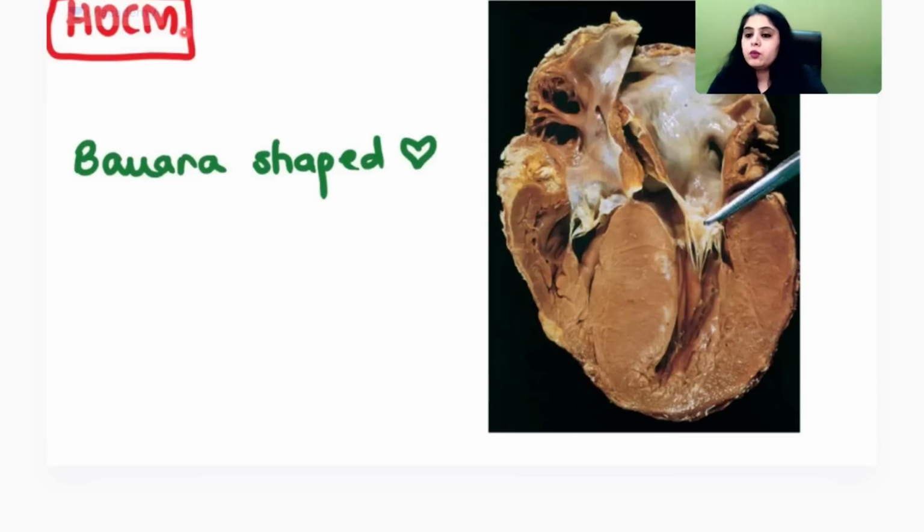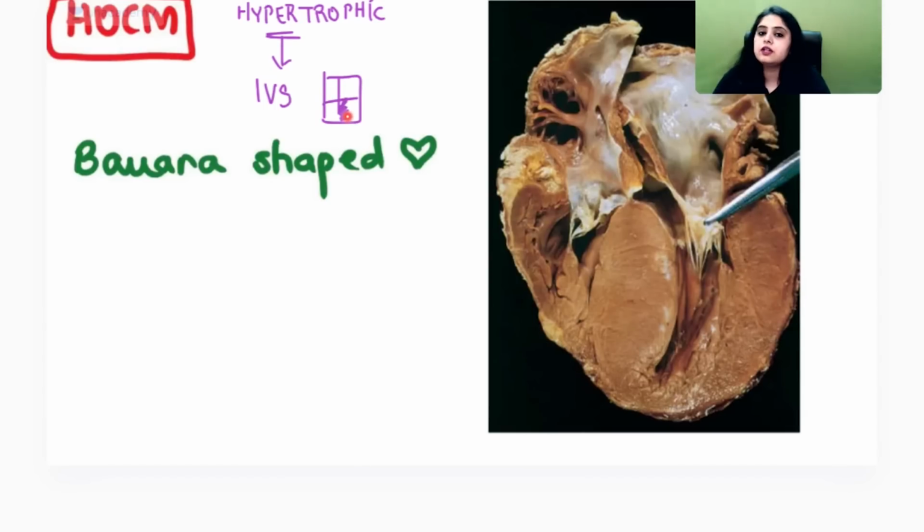Please remember, when I talk about hypertrophic cardiomyopathy, what is getting hypertrophied? Which part of the heart is getting hypertrophied? Interventricular septum. What we highlighted just now, the interventricular septum is getting thickened. When the interventricular septum gets thickened, can you see the left ventricular chamber looks like a narrow slit? Can everyone appreciate this banana shaped heart? That was written in your question.